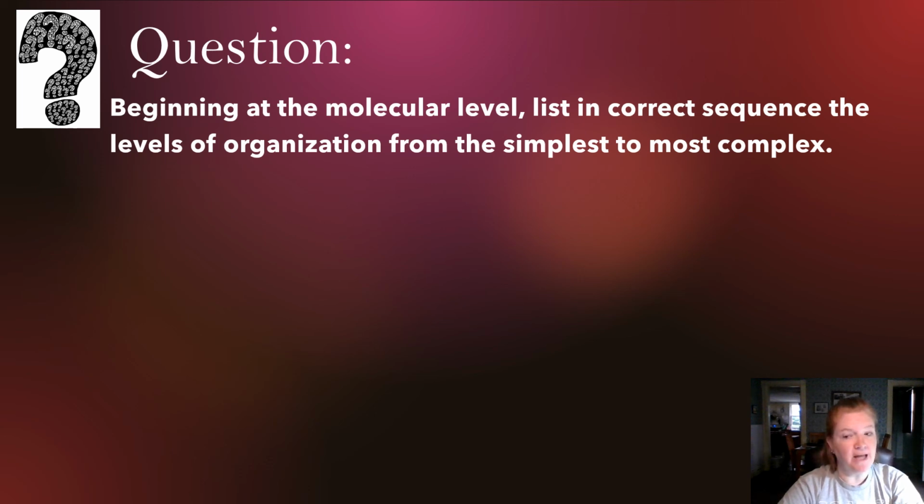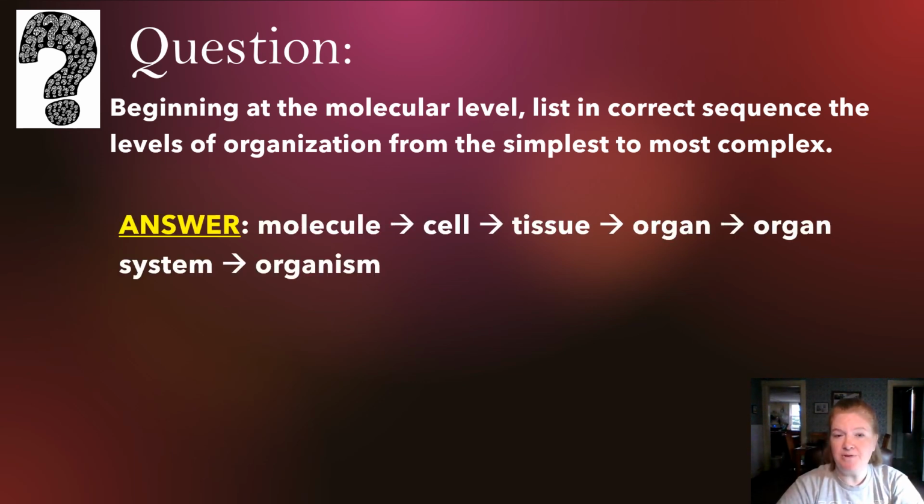And beginning at the molecular level, list in correct sequence the levels of organization from the simplest to the most complex. So do you remember there was like tissue, cell, organ, all those things? Do you remember? Should be molecule, that chemical level, right? Cell, tissue, organ, organ system, organism.